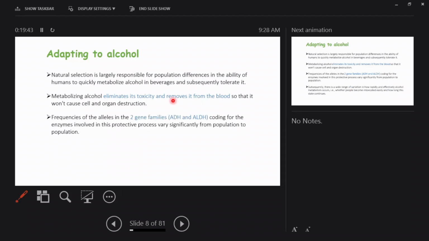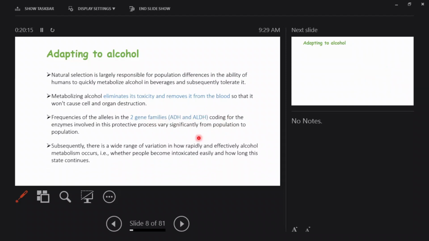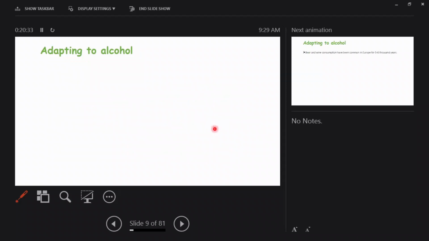Okay, the frequencies of the alleles in the two gene families ADH and ALDH, coding for the enzymes involved in this protective process, vary significantly from population to population. So not all people have the same genes in their body, especially for these two gene families, ADH and ALDH, that relate to the process of metabolizing alcohol. These two enzymes are responsible for metabolizing alcohol in our body. So there is a wide range of variation in how rapidly and effectively alcohol metabolism occurs. For example, whether people become intoxicated easily and how long this state continues. It all depends on these two genes.